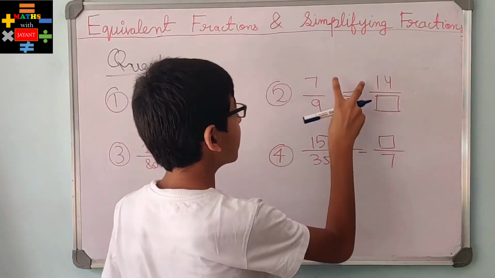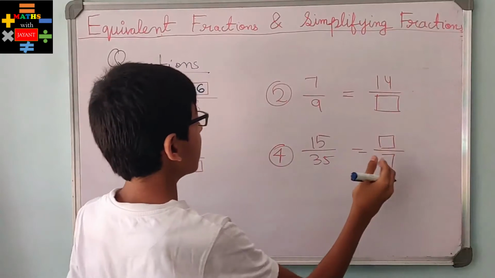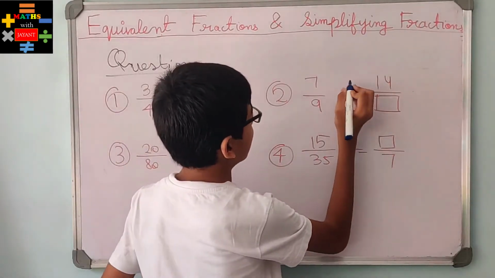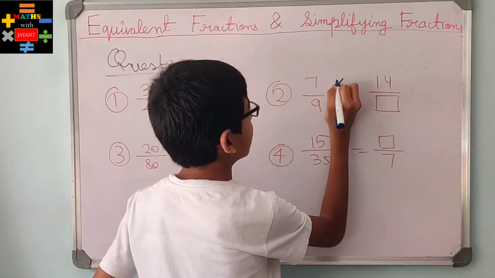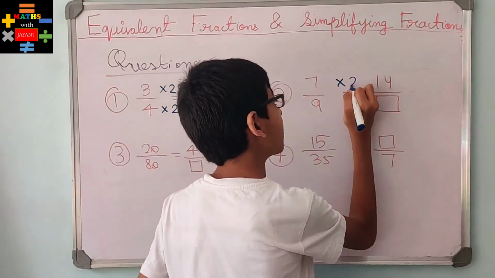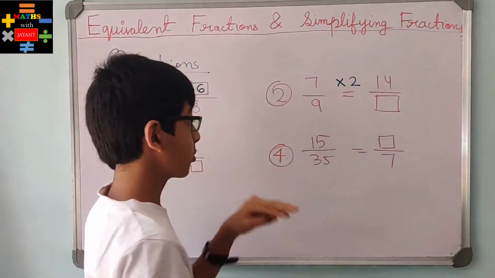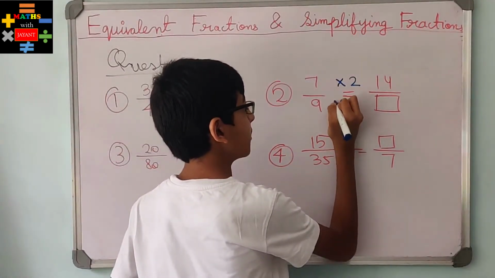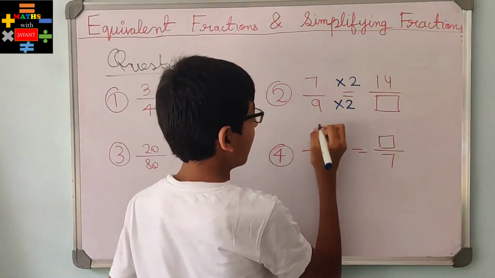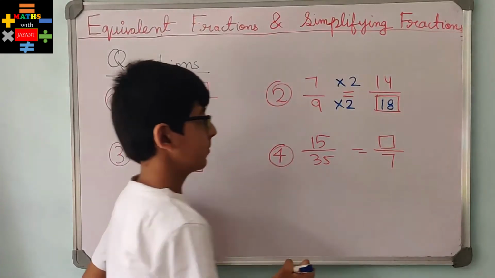So over here we have both the numerators this time. So we will take the help of the numerators to find the denominator. So 7, and this is bigger, so we will have to multiply something to 7 to get this. So 7 into 2 gives us 14, we know. So whatever we do to the numerator, we have to do to the denominator also to keep the fractions equivalent. 9 into 2 gives us 18, and so we found the missing number.